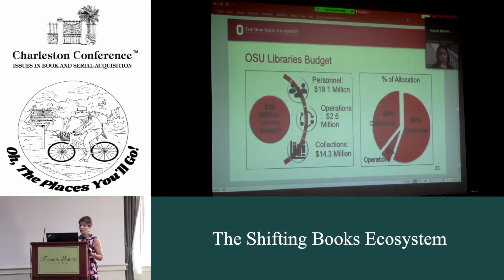Next slide. So our library's overall budget is almost 40 million. It says 36 there, but it's actually 38 point something. And currently our collections budget is at 14.8, and therefore the pie chart is a little bit off as well, but in the overall library's budget, the collections budget is about 38%. Next slide.